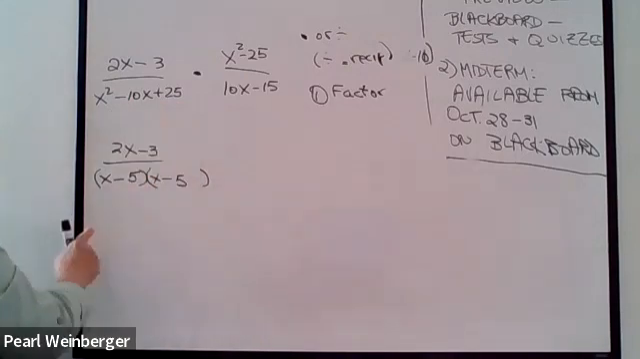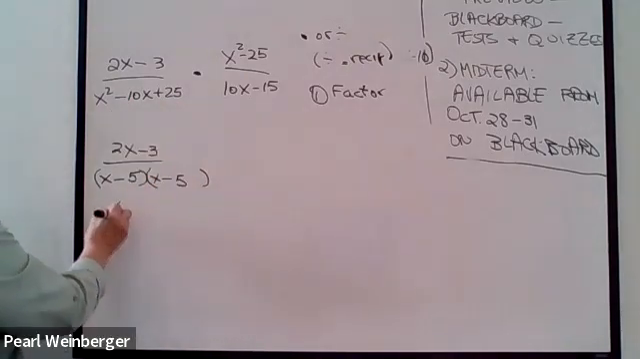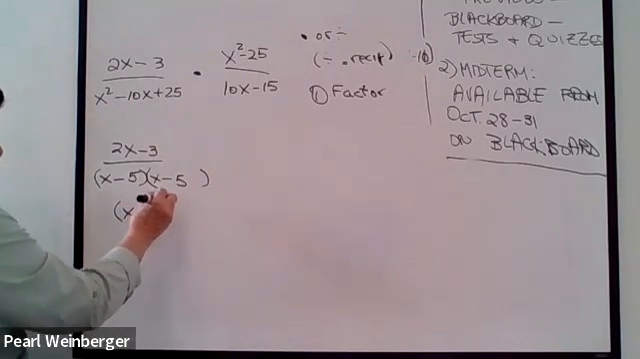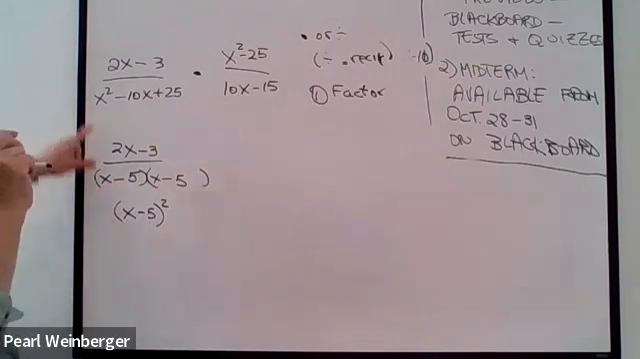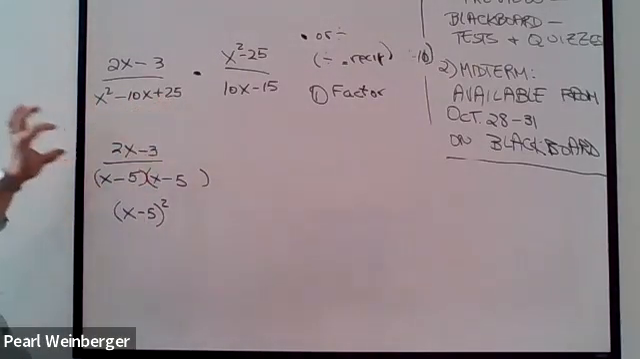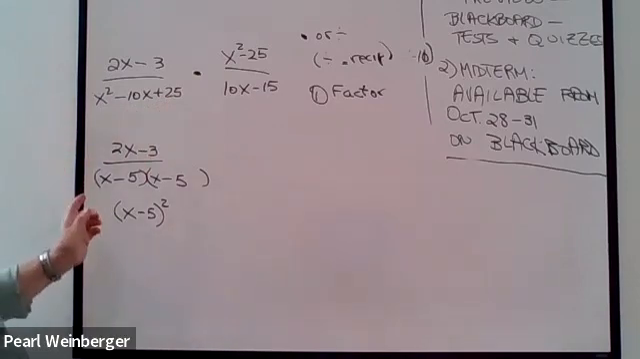I could have written this as x minus 5 with a square on the outside. This x squared minus 10x plus 25 is a binomial square. The two binomials you get are identical.